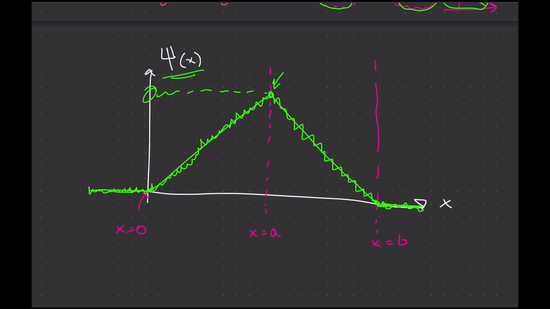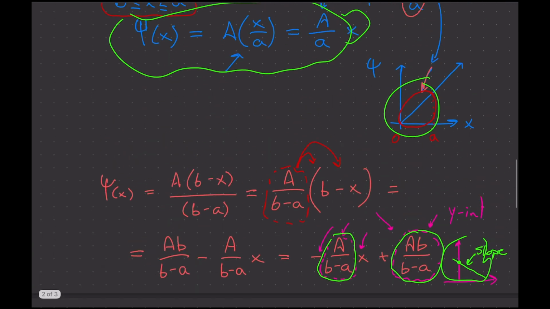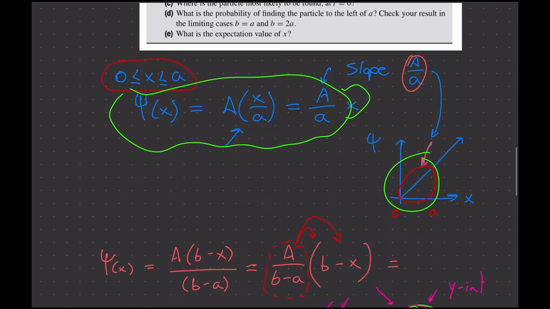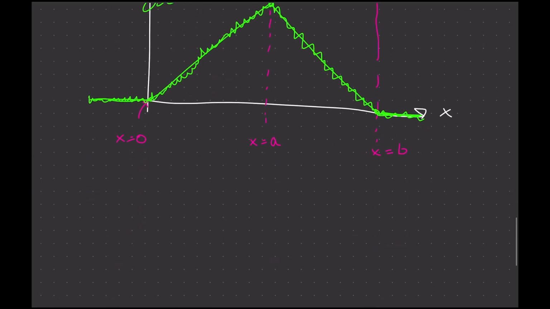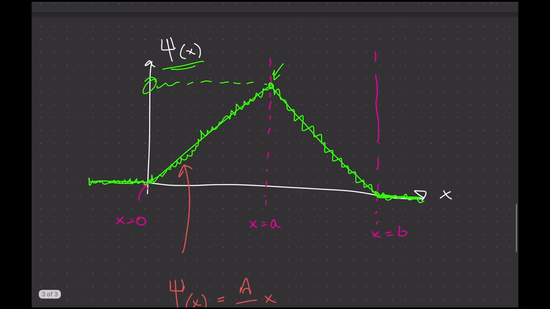Now, where exactly is this point over here? We're not sure. I actually think it should be A, because let's take a look at this function. If I plug in, so maybe I can do this a bit more clean. Right here we have the function psi of x is equal to, I think it was A over a times x, right? A over a times x.